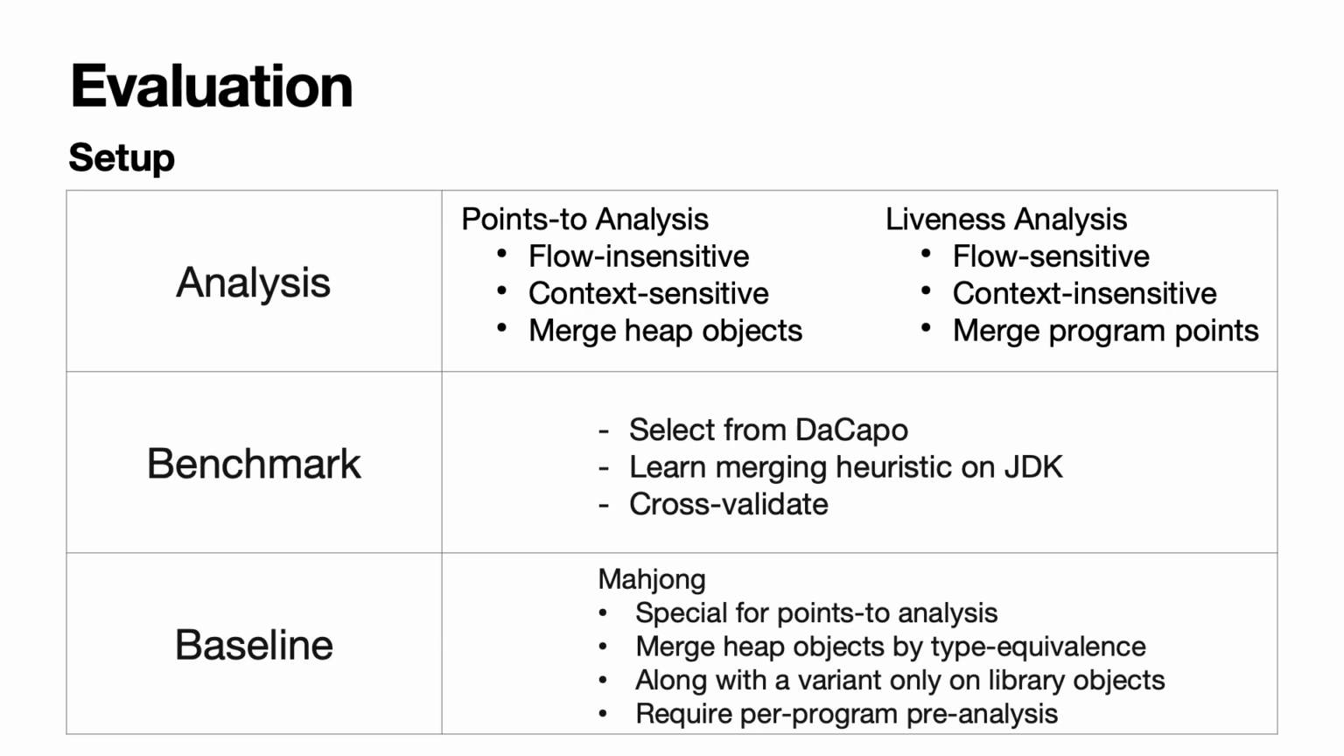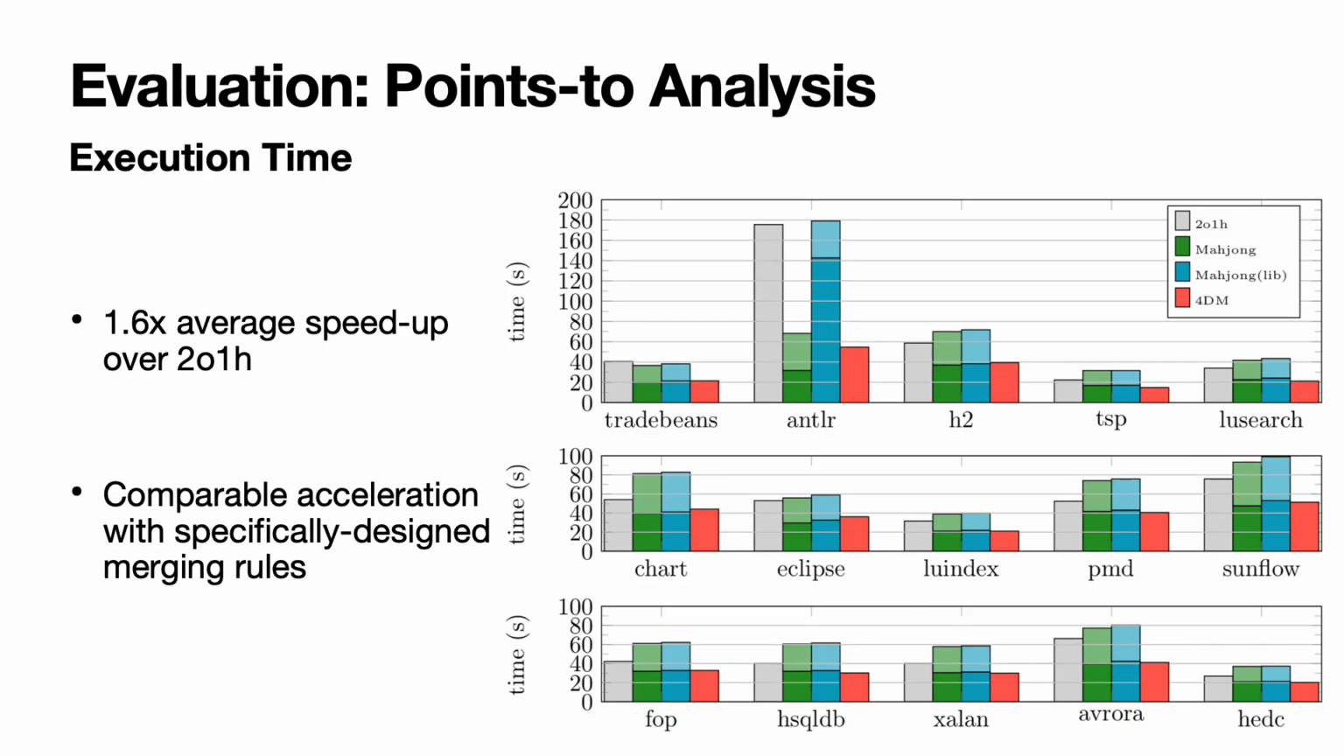We make a 5-fold cross-validation. For each group, we apply a merging heuristic on JDK learned from the remaining groups of programs. We add a special baseline, Mahjong, for points-to analysis other than the original analysis. It is the approach mentioned in the beginning that merges heap objects by type equivalence. For comparison, we also implemented a variant of Mahjong that merges only library objects. Both Mahjong and its variant require per-program pre-analysis.